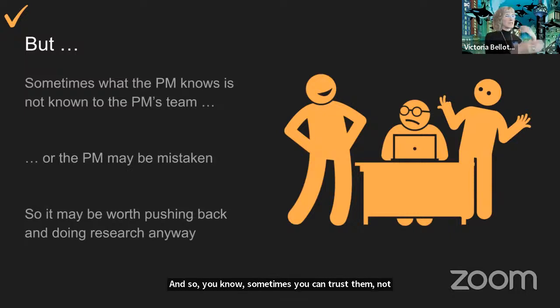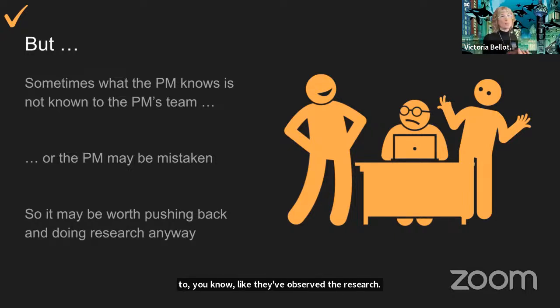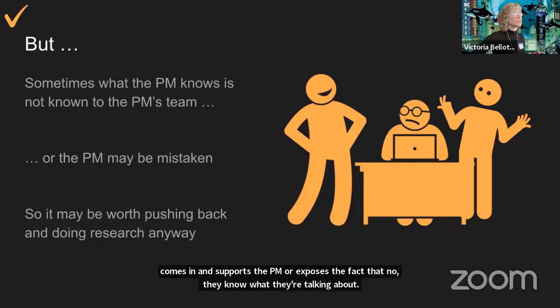And now I'm going to say the opposing thing and argue against myself. Sometimes the PM knows a lot, they're an expert, but the problem is that the team doesn't know that. The team can hear the product manager saying, this is this and that is that, and wonder, how do you know that? But they weren't there with the PM on their knowledge acquisition journey. So even if the PM is right, the rest of the team may not know that. Research can actually be beneficial even if the PM does know everything, because it can back the PM up, and then everybody's on board because now they can see, oh yeah, the PM was right. This is what customers do want. We just saw somebody talking, they've observed the research. So you can be this independent, objective person who comes in and supports the PM, or exposes the fact that no, they didn't know what they were talking about. It's all good. You have to use your judgment about when to do research or not.